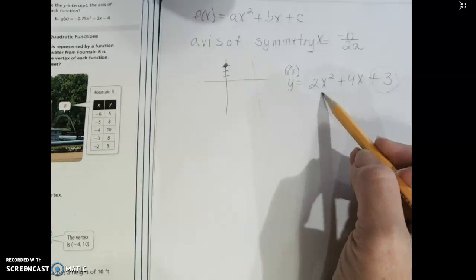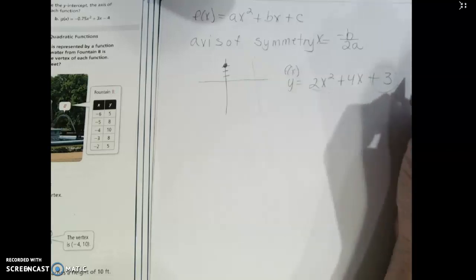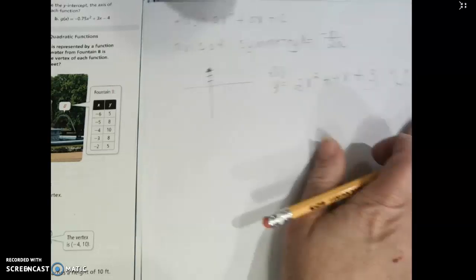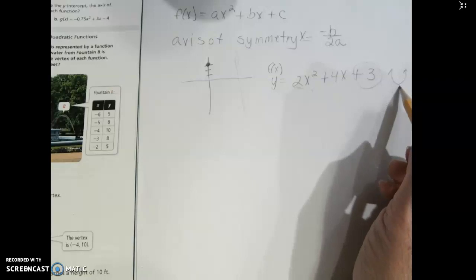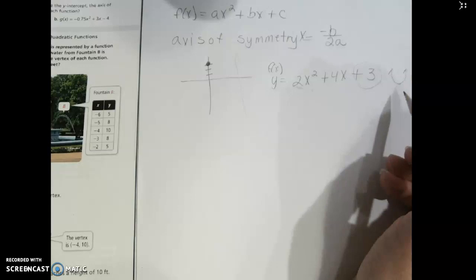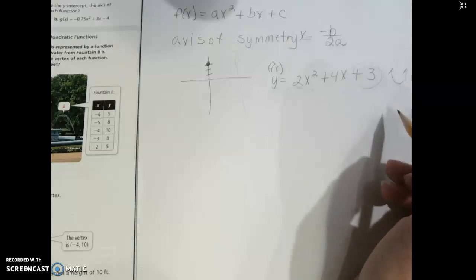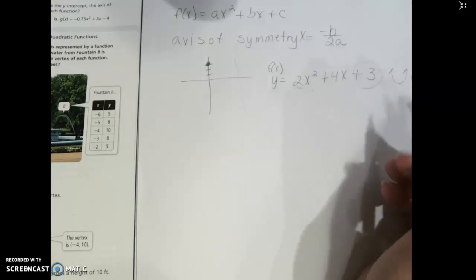This is opening up because this is positive, so I know my graph is going to look like this, which again means the vertex has a minimum, which means it has a lowest value it will hit, will never go below this point, and does not have a maximum. We talked about that before, whether equations open up or down. So these are all things that you need to think about.